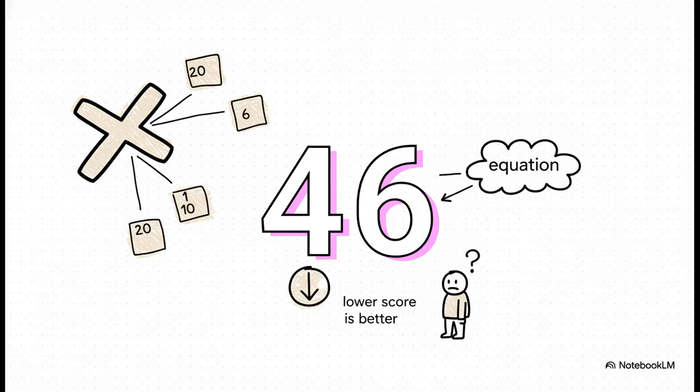Hey, remember that first random chromosome we looked at? Well, if we plug its numbers into the equation, we get a result of 46. Since the goal is 0, a lower score is better. So 46 is this individual's fitness score. Yeah, it's not very fit at all, but hey, you got to start somewhere.